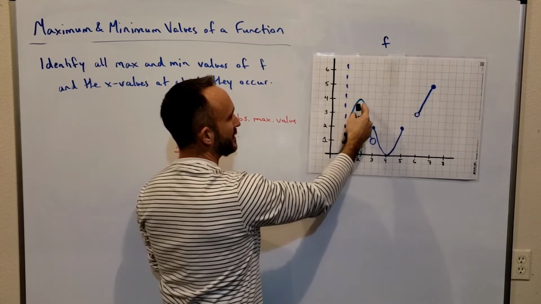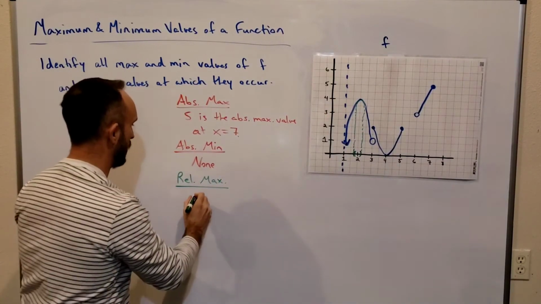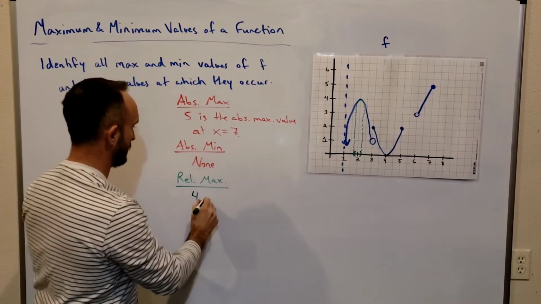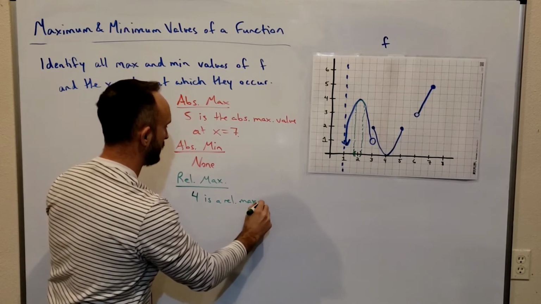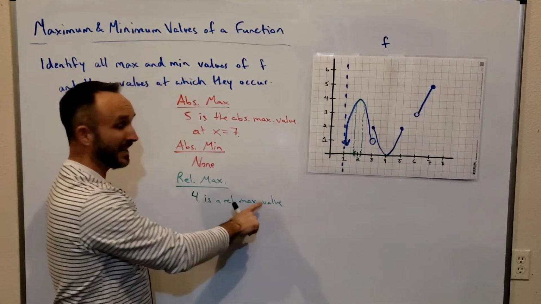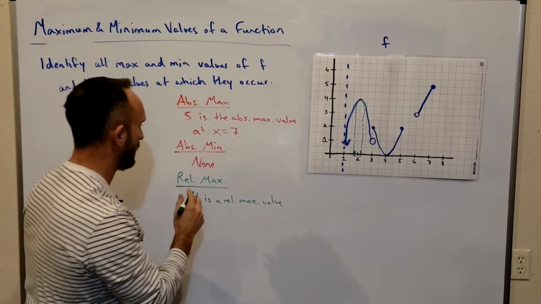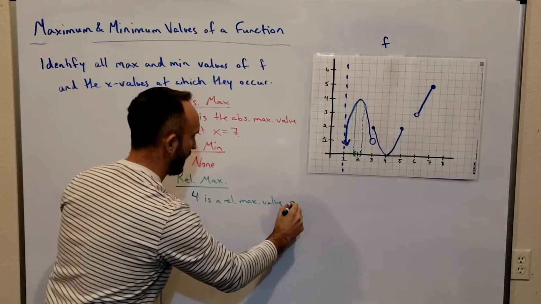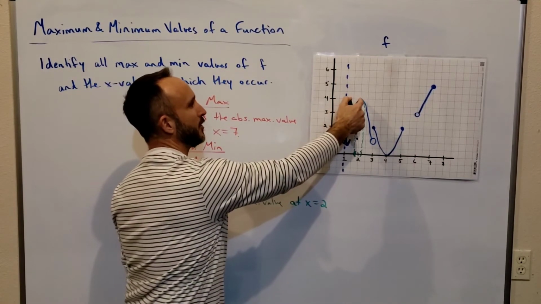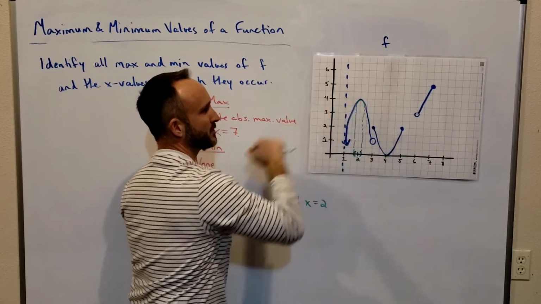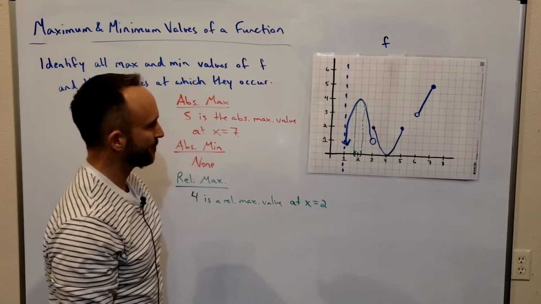All the y values in this neighborhood are less than or equal to 4. So in this case, 4 is a relative max. 4 is a relative maximum value. That's key to say it's a value, by the way, because it's a y value. 4 is a relative maximum value, and it occurs at x equals 2. This point is higher than every other point in the neighborhood on both sides of 2. No matter how small you make this, that point will be the highest.